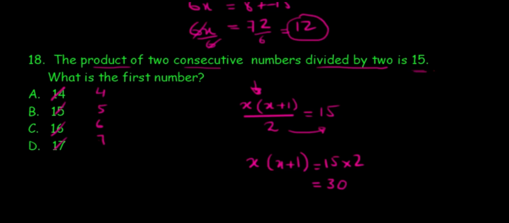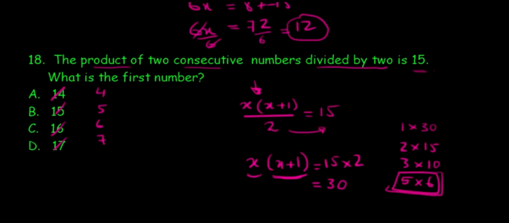I don't even have to work it out because 2 numbers that multiply together to give me a 30. What are the 2 numbers? I have 1 times 30. I have 2 times 15. 3 times 10. I'm looking for consecutive numbers. 4 times 5, 5 times 6. 2 consecutive numbers that multiply to give me a 30. So I know one of them is 5. The other one is 6. They're saying what's the first number? So the first number is 5.